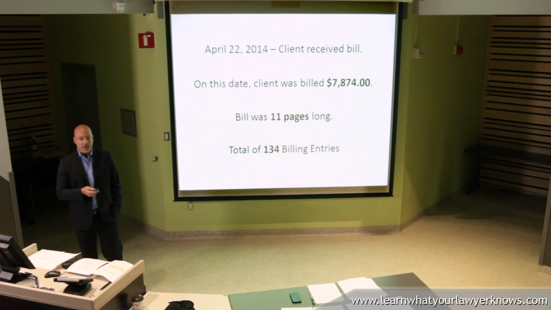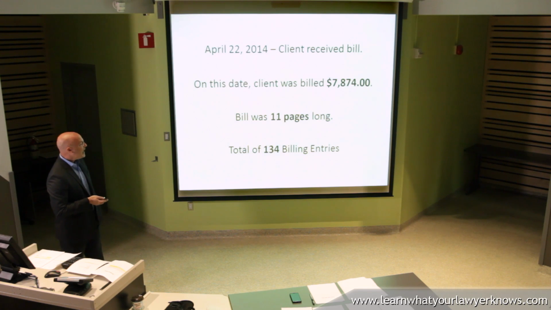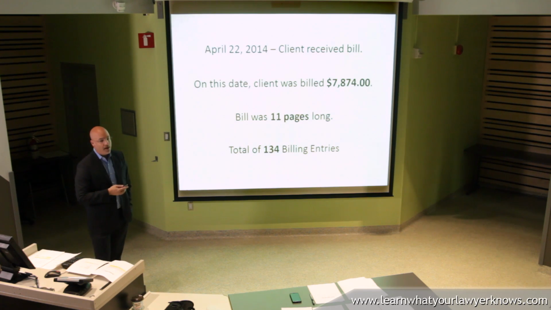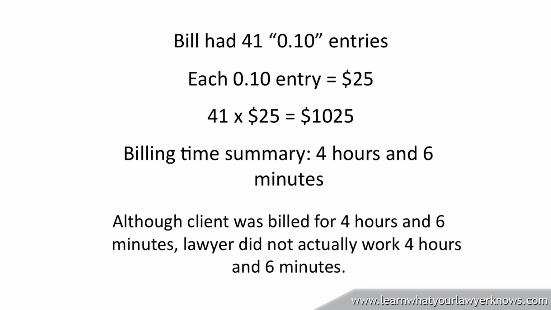$7,874. Now, this is a typical bill when you have this much work being done. The bill was 11 pages long and had a total of 134 billing entries. So let's look at this. The bill had 41 0.10 entries. So we'll just analyze the 0.10 entries.